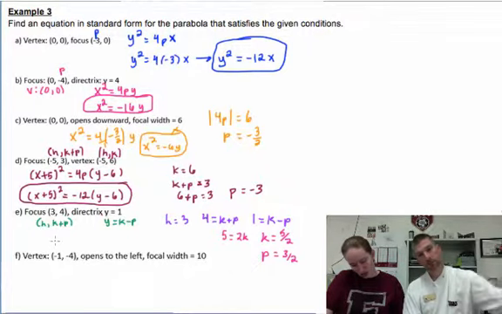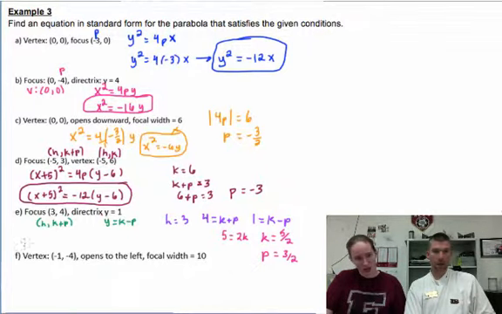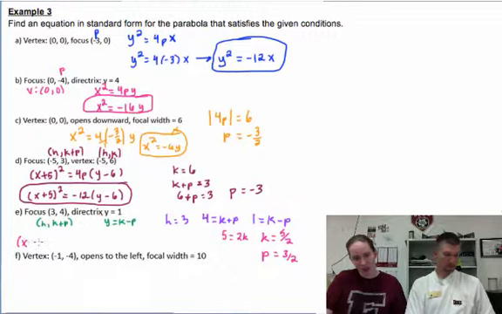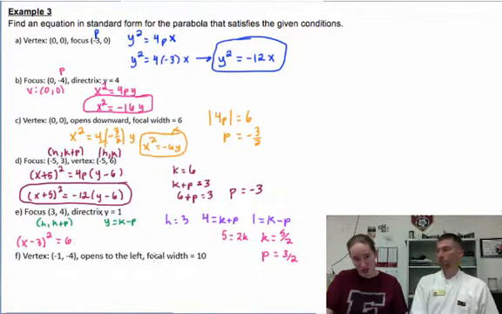Which one were we on? Are we in the first column? We are in the first column. So h is 3, so x minus 3 squared equals 4 times p, and p is 3 halves, so 4 times 3 halves is 6. And then y minus k, and k was 5 halves, so minus 5 halves.